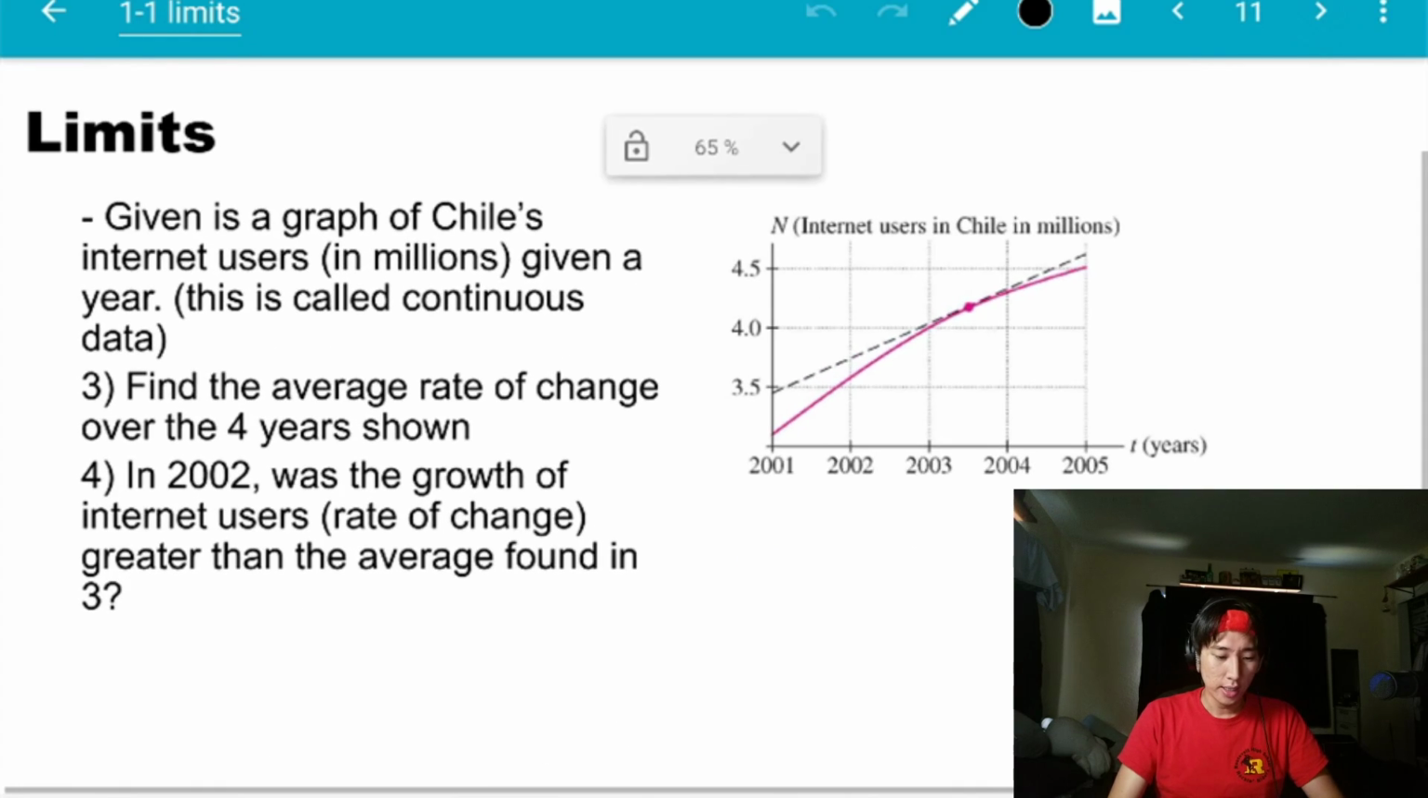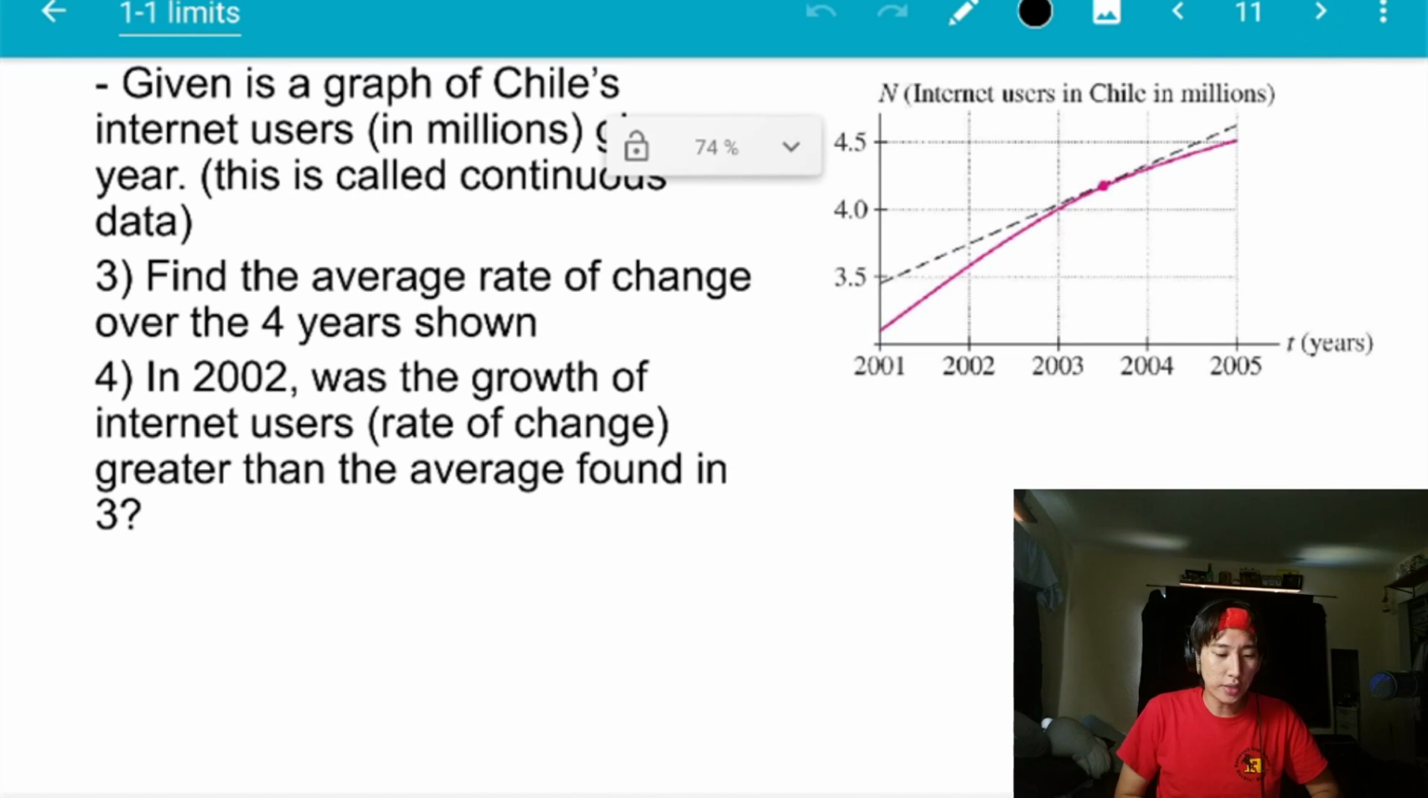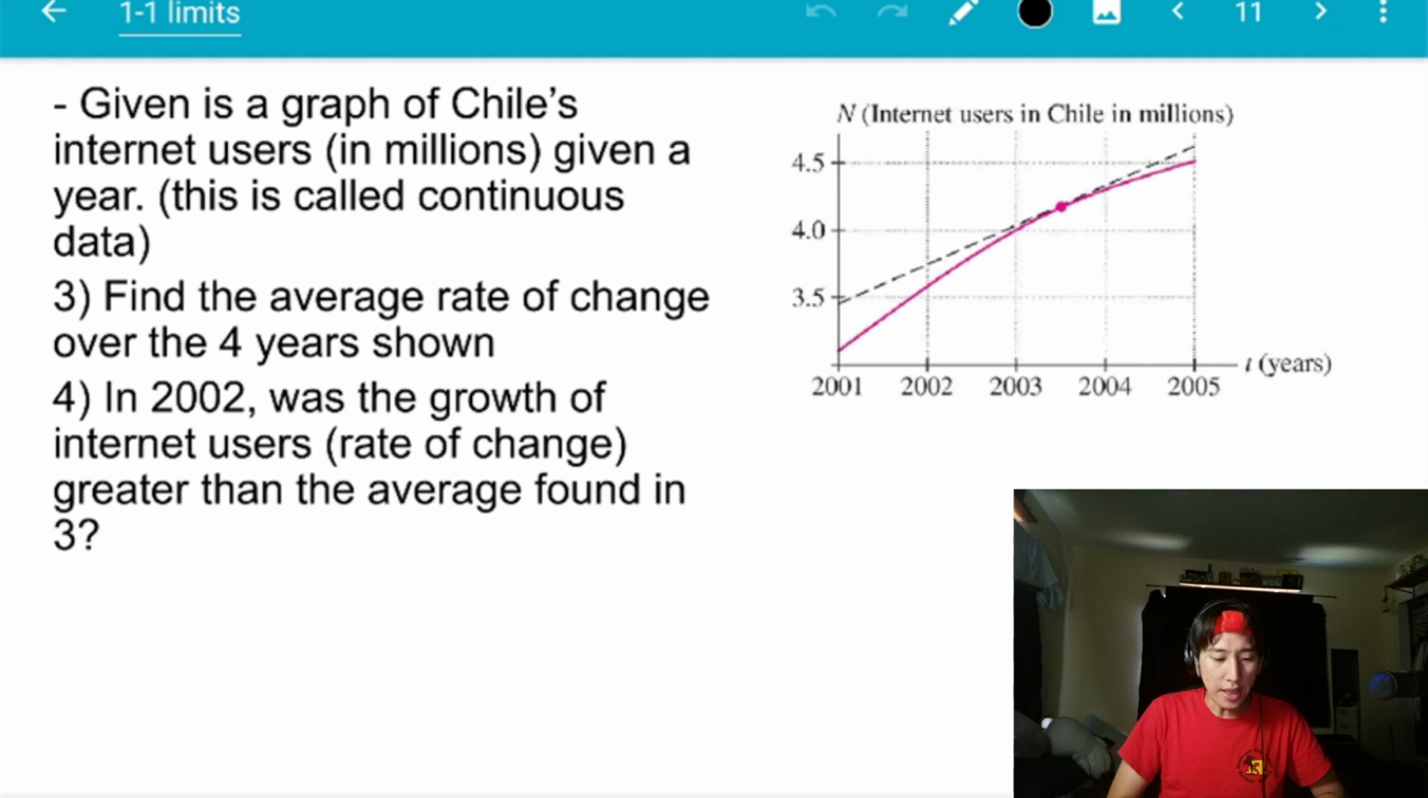Okay, moving on. So let's try another two. It says this: find the average rate of change over the 4 years shown, and then, in 2002, was the growth of internet users' rate of change greater than the average found in 3? Try to figure that out. Good luck. Go back into your groups. I'll give you until 2 o'clock to figure this out, and then swing back in.